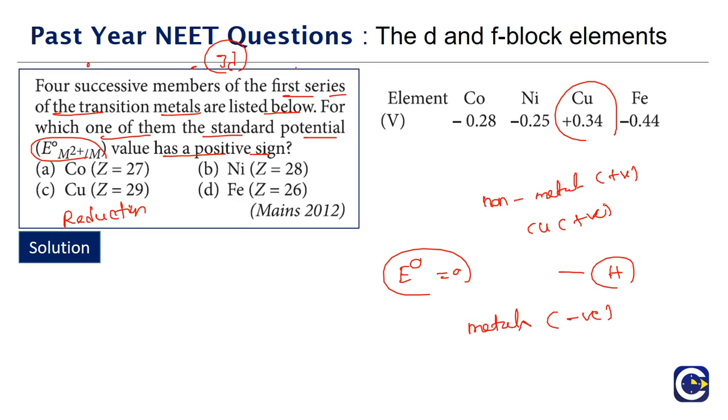Copper will not be able to displace hydrogen from its compounds, whereas other metals like sodium or magnesium can displace hydrogen from its compounds. So the one that will have a positive electrode potential or standard potential is copper. So the correct answer for this is option C.